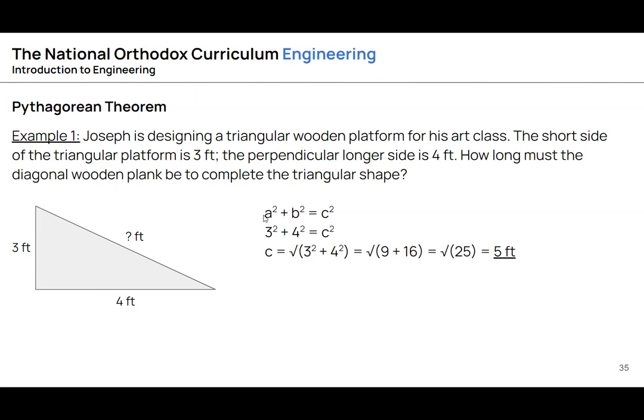Go back to the equation. It's a squared plus b squared equals c squared. When we plug in the numbers, it becomes 3 squared plus 4 squared equals c squared. And then we have to rearrange the equation, and then we get c equals the square root of 3 squared plus 4 squared, or the square root of 25, which is then just 5 feet. So the hypotenuse, or the length of this diagonal wooden plank, will be 5 feet.